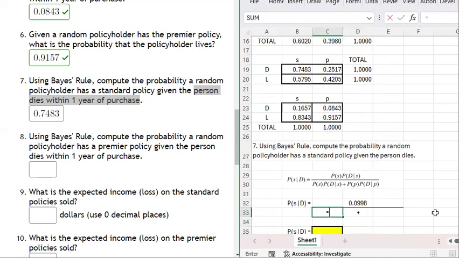Okay. Now notice that this product here is identical to this product here, right? So all I'm going to do here is I'm just going to do equal and then that. So these two numbers are the same. You can see that right here.